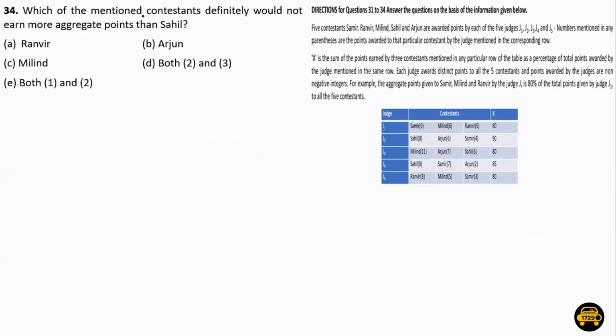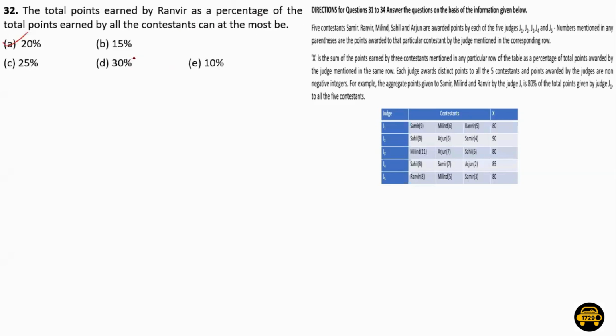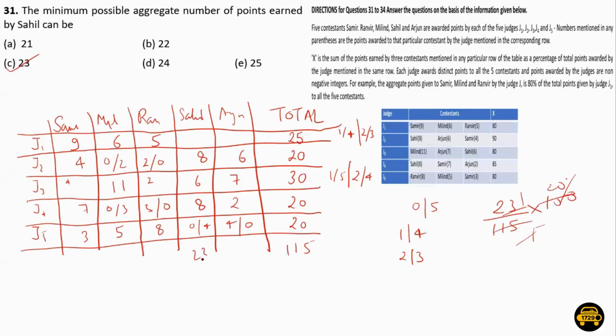Which of the mentioned contestants definitely would not earn more aggregate points than Sahil? So we have to ensure definitely would not earn more than Sahil. That means what we have to do? First thing, we have to minimize the score of Sahil and maximize the score of others. And even if someone is not able to score more than Sahil, that person can definitely never earn more than Sahil, right? So we know the minimum score of Sahil was 23.